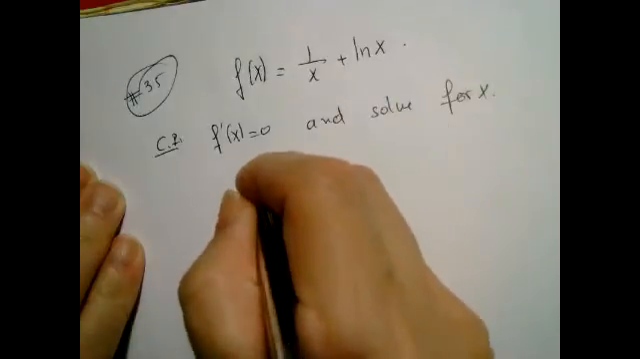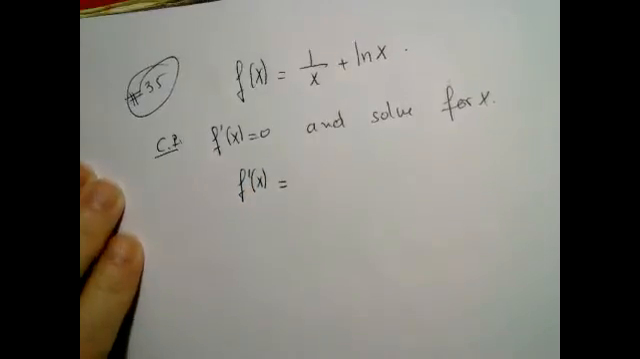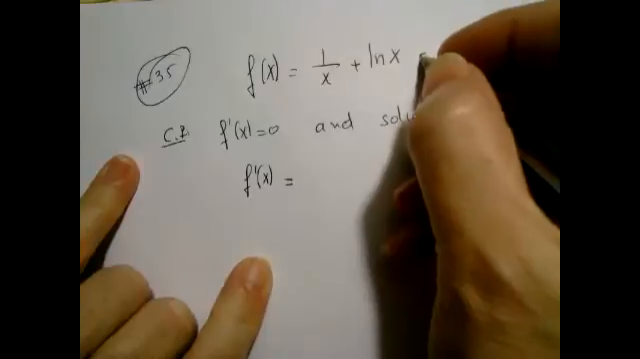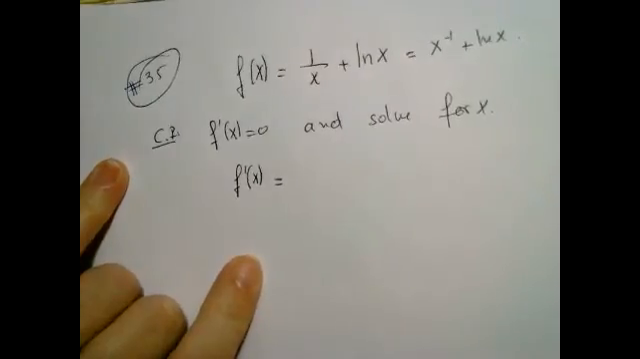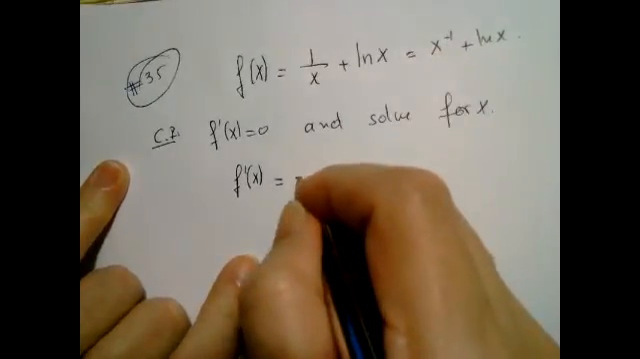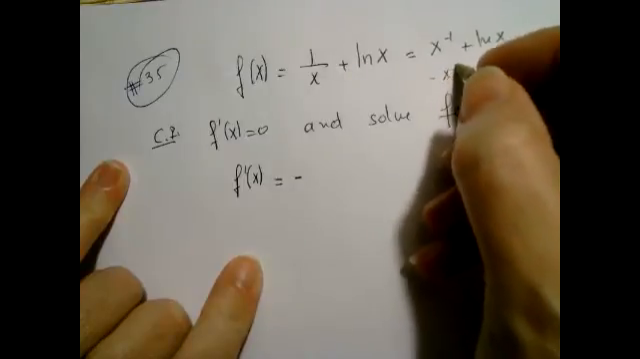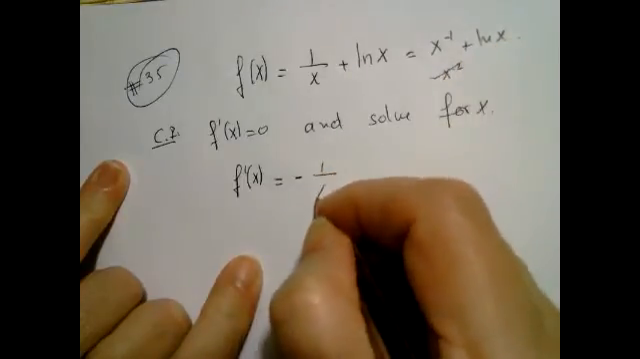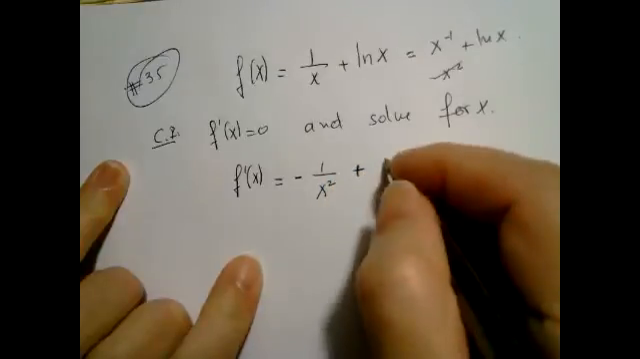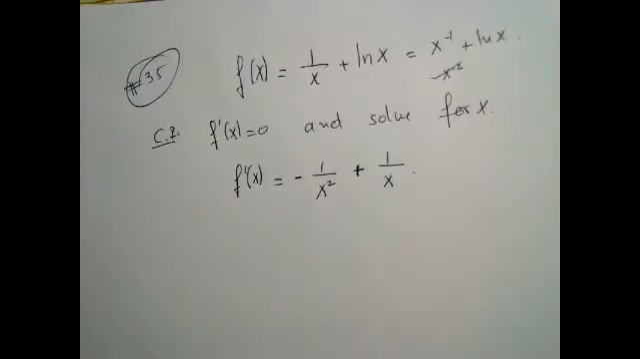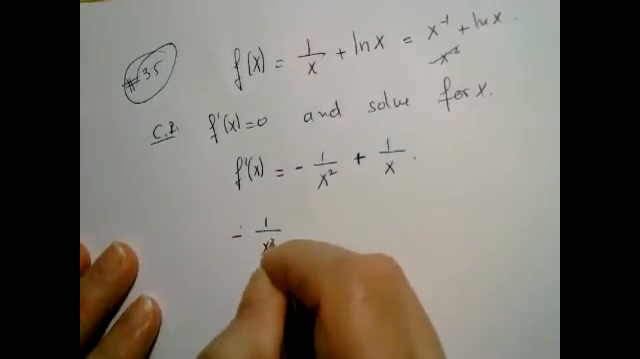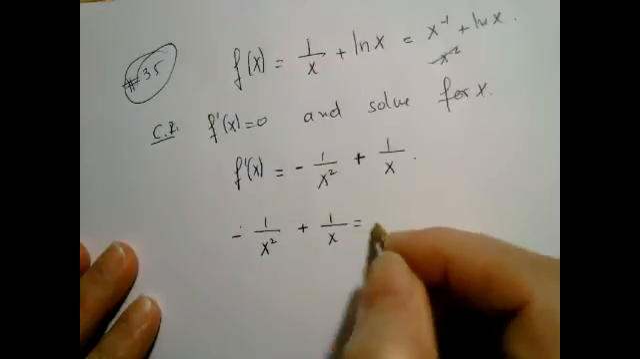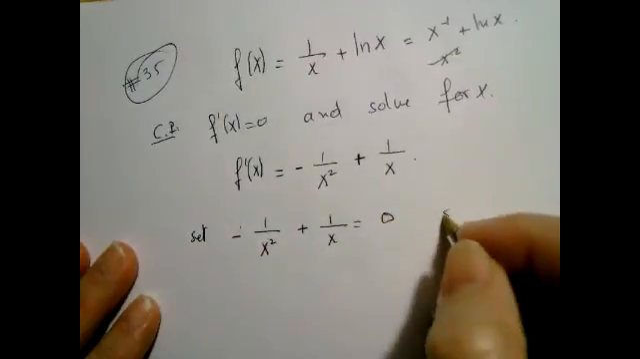So let's compute f prime. 1 over x means x to the minus 1, plus ln x. The derivative of x to the minus 1 is minus x to the minus 2, which means minus 1 over x squared, plus the derivative of ln of x, which is 1 over x. I need to solve this for x, so we set minus 1 over x squared plus 1 over x equal to 0.